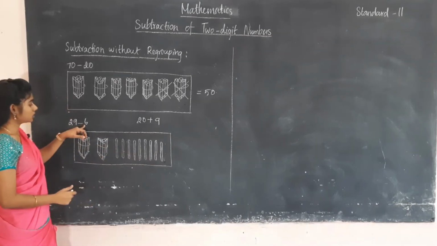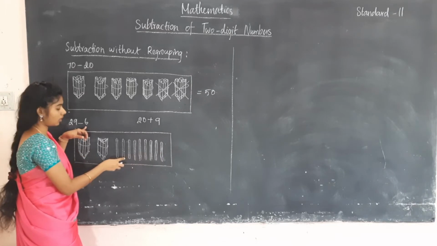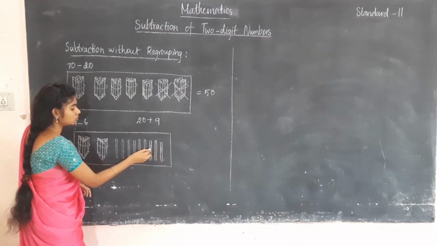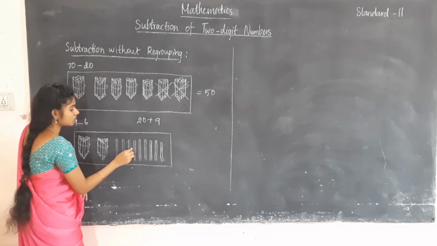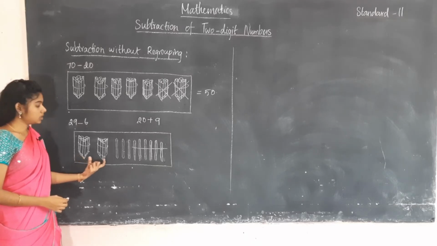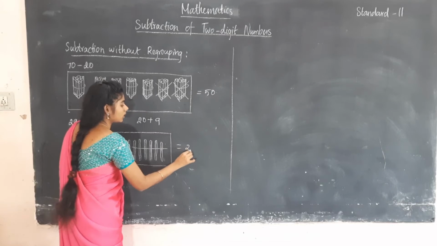Here we are going to subtract 6 sticks. How are we going to subtract this? Just by cancelling the 6 sticks from here. Count the 6: 1, 2, 3, 4, 5, 6. While you are cancelling, you will get the remaining part. So there are 2 bundles and here 3 sticks. So totally 23. So the answer is 23 here.